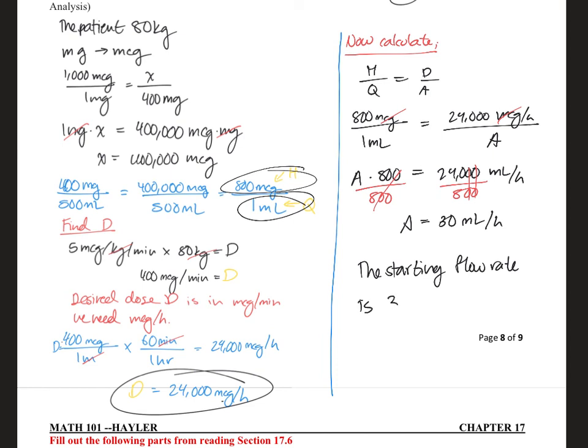Starting flow rate is 30 milliliters per hour, period.